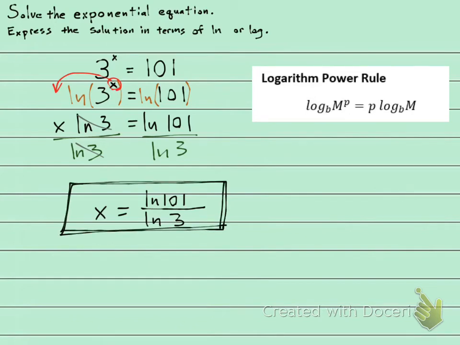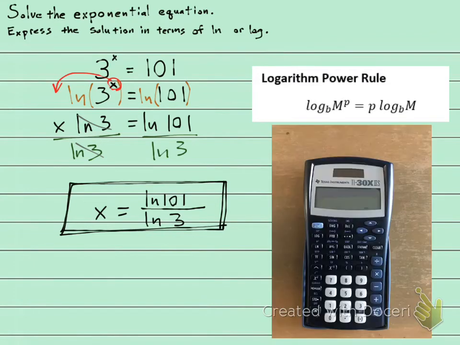Okay, so this is my answer if I want the exact value. Now, a lot of times they're going to ask you to give the decimal version of this. So now we need to use the calculator. All right, so let's go ahead and put this in the calculator. I have my natural log button right here, ln. And when you press this button, it's going to say ln and it's going to open a set of parentheses. So I'm going to hit ln of 101.